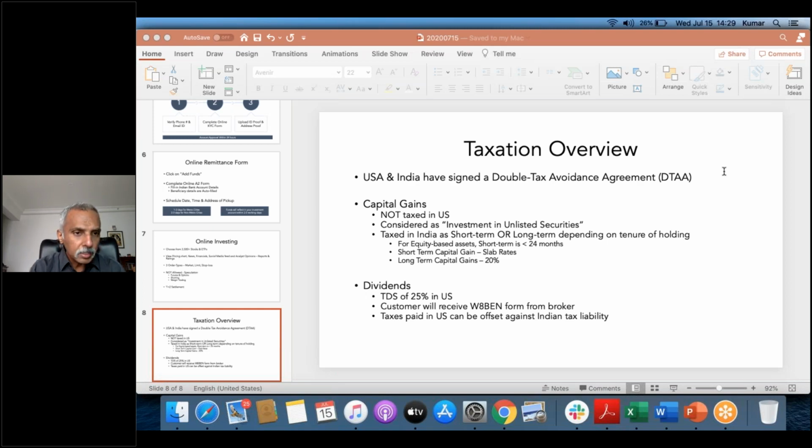If you're asking about share transfer, saying you already have a US brokerage account, that is also allowed. There is something called a share transfer form that will be available with your existing broker. You can fill it up with them and say that I want to transfer this from my existing brokerage account to my new brokerage account that I've opened through HDFC Securities.